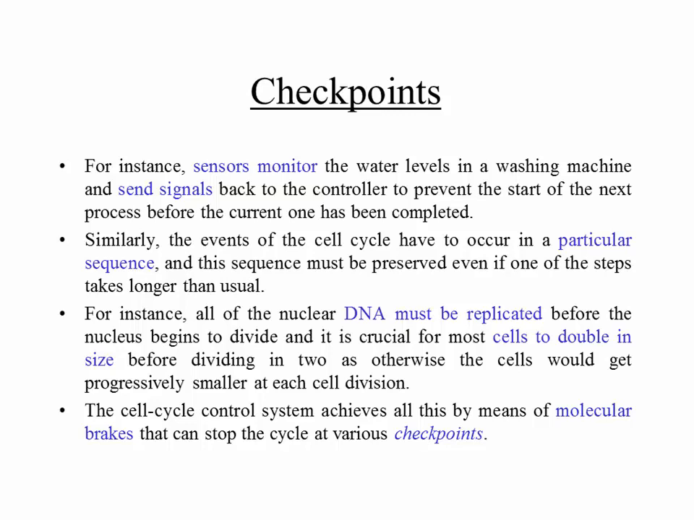Similarly, in the case of the cell cycle, the events of the cell cycle have to occur in a particular sequence. And this sequence must be preserved even if one of the steps is taking longer than usual. For example, all of the nuclear DNA must be replicated before the nucleus starts to divide, before you actually have mitosis. And it is crucial for most cells to double in size before dividing in two, as otherwise the cells would get progressively smaller at each cell division. The cell cycle control system achieves all this by means of molecular brakes that can stop the cycle at various checkpoints. So it is going to check, has the previous step been done? If not, let's wait. That kind of thing.